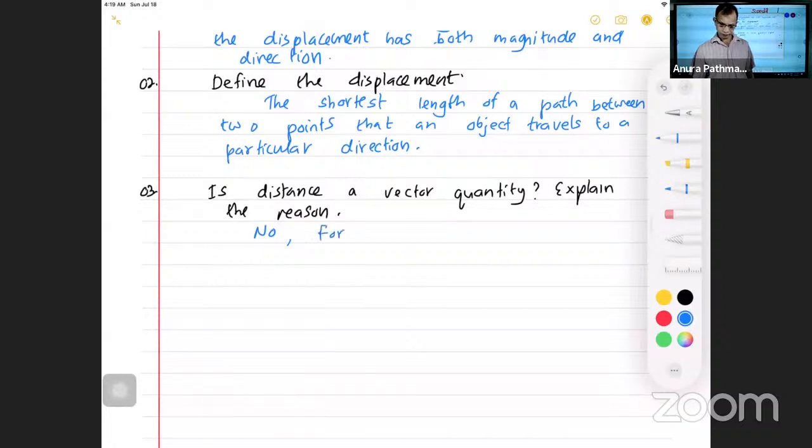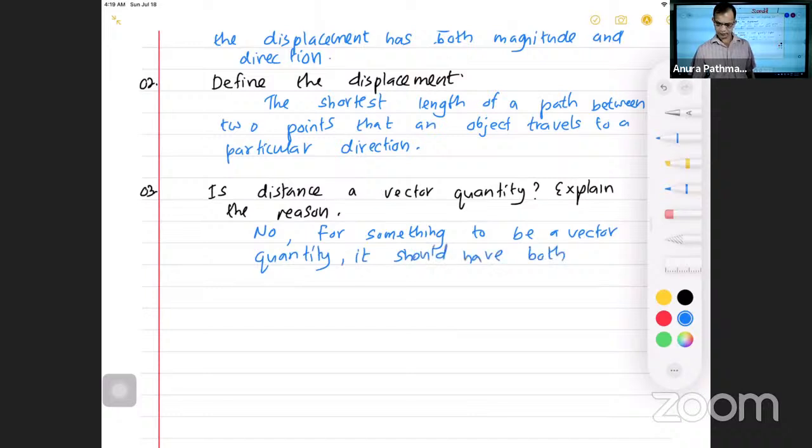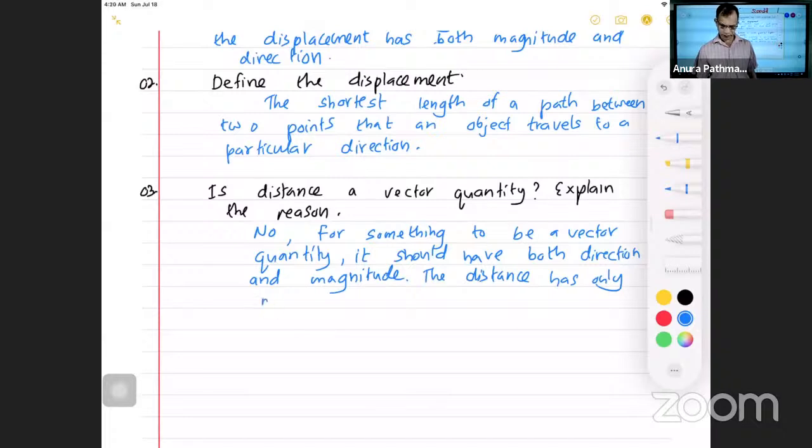for something to be a vector quantity, it should have both direction and magnitude. The distance has only the magnitude.